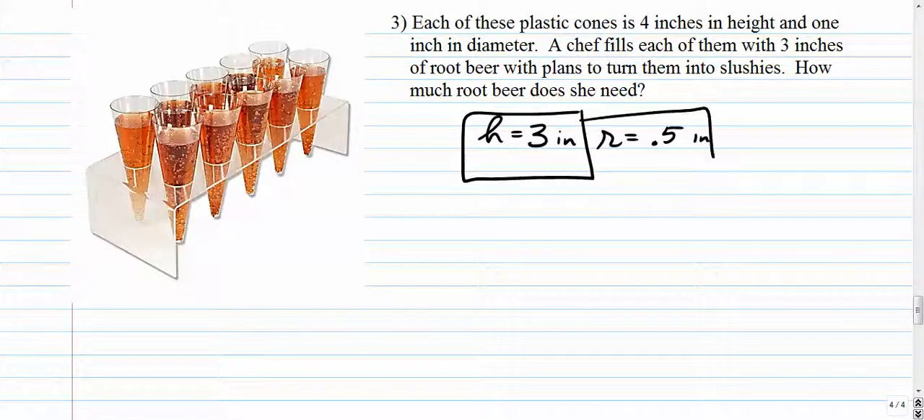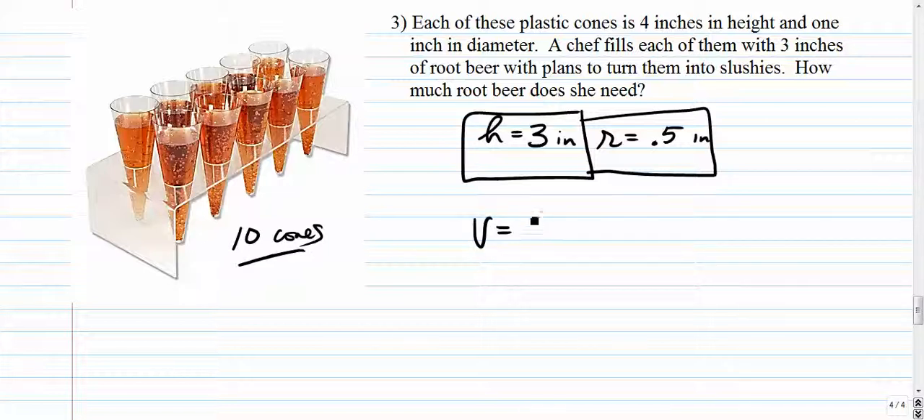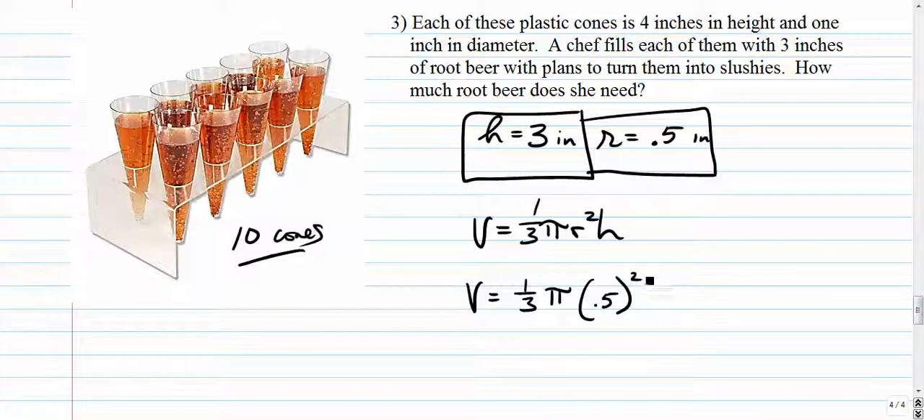So those are our two pieces of given information. We also, of course, have 1, 2, 3, 4, 5. We have 10 cones altogether. So let's find the volume of one of them. 1/3 pi r squared times h. We don't want to go all the way to the top. We only want to go up to 3 inches. So we'll change our height to 3.